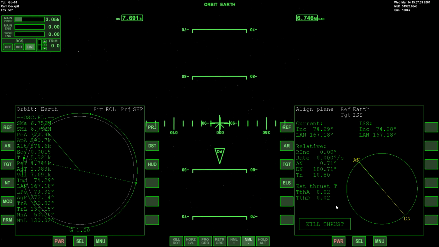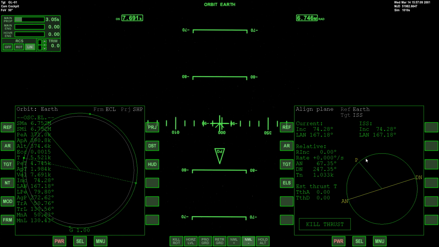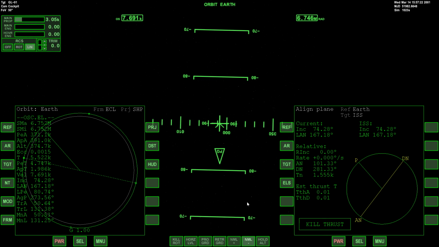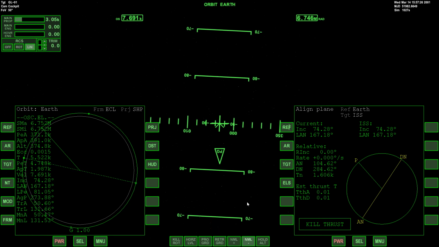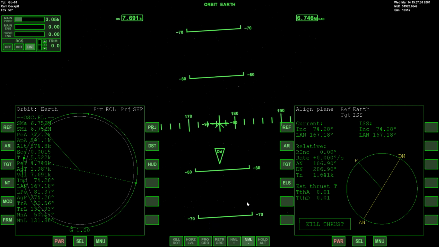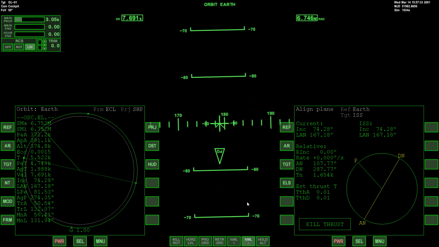Okay, now what I can do is I can use translation thrusters to clean this up a little bit. So I'm translating forward until we have that 90-degree angle here. Everything's on 0. You have relative inclination on 0, and all estimated thrust time is on 0. So we are perfectly aligned with ISS at this point. So going forward, as far as synchronizing our orbits and everything, it really becomes just a two-dimensional problem. We no longer have to worry about our orbital plane.